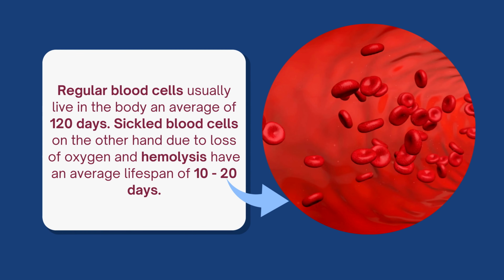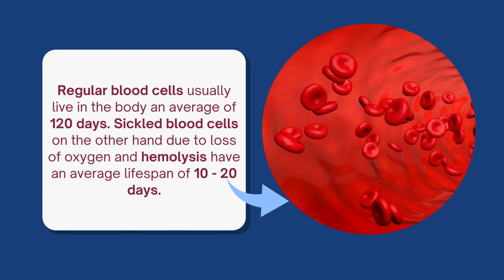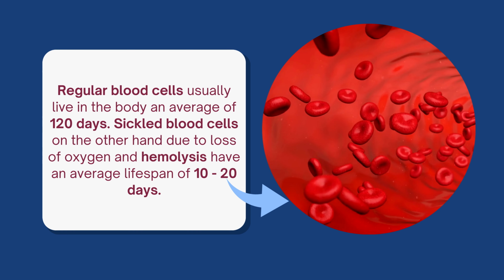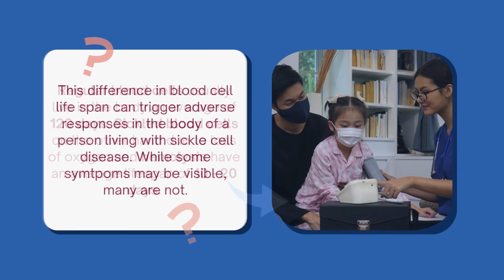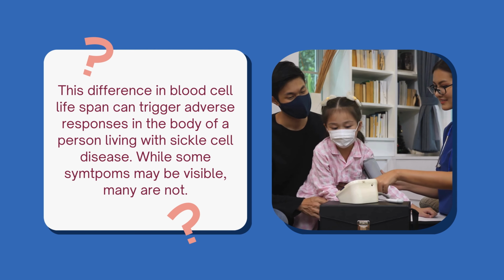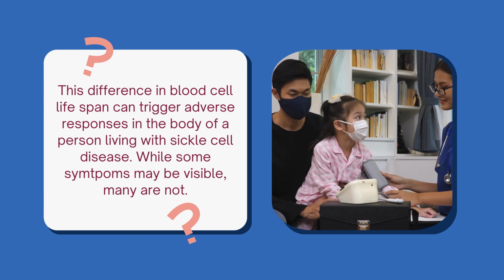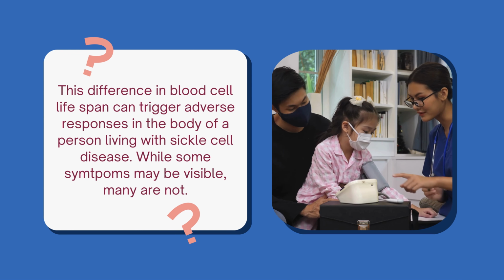Regular blood cells usually live in the body an average of 120 days. Sickled blood cells, on the other hand, due to loss of oxygen and hemolysis, have an average lifespan of about 10 to 20 days. The difference in blood cell lifespans can trigger adverse responses in the body of a person living with sickle cell disease. While some symptoms may be visible, many are not.